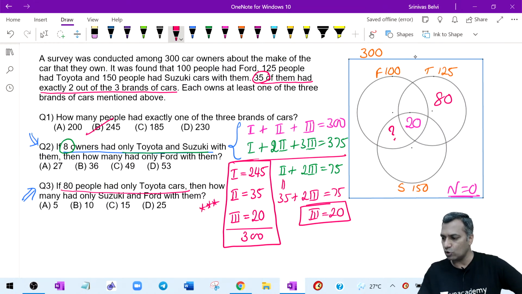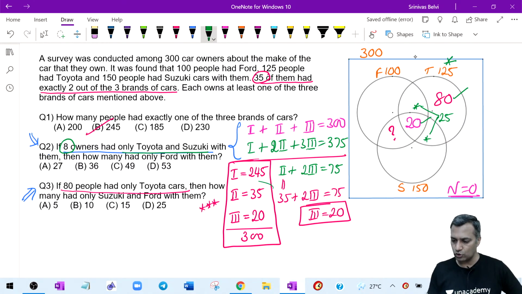Okay, so now I will go to this particular number, which is 125. Go to 125, out of which 80 is here, 20 is here. Therefore, what would be the value of these two stars? 25. Those two stars together will add up to 25.